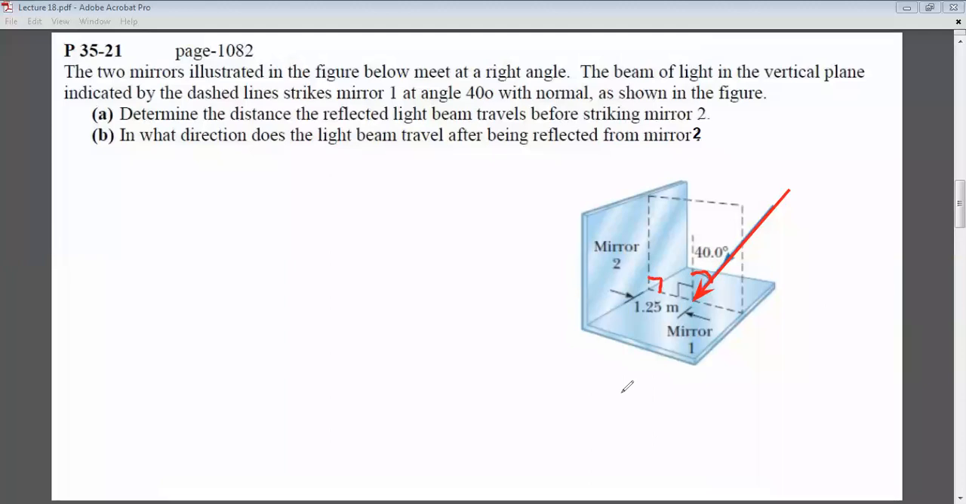Determine the distance the reflected light beam travels before striking mirror 2. So what happens when this beam strikes mirror 1? It will get reflected. It will get reflected at an angle of 40, right? So this angle here is 40. This angle here is 40, okay? And I need to calculate this distance over here.